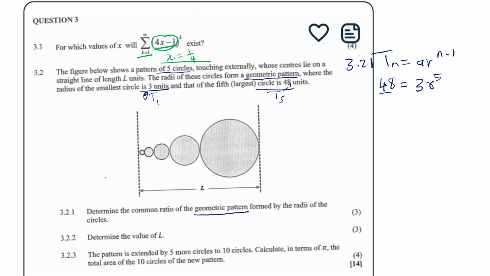The fifth minus 1. Therefore now 48 is equal to 3r to the power of 4. If we divide by 3 both sides, we're going to have 16 is equal to r to the power 4. And then now we're going to end up with our r is equal to 2. Right, now let's go to 3.2.2. So they're saying determine the value of L.